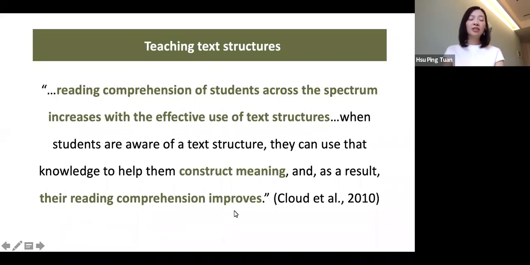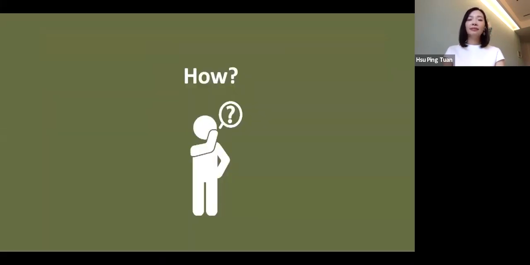So basically, she tries to say that if we can help students effectively use the text structures, then we can improve their reading comprehension. But how? How can we do that? So can you please share your thoughts with me by typing your answer in the chat box? So my question is, how can we help students to understand text structures? Can you think of any activities to do so? We will have about 1 minute to do this activity using real text, okay?